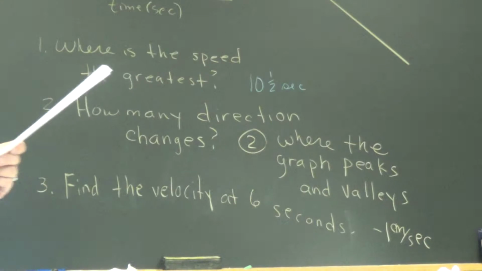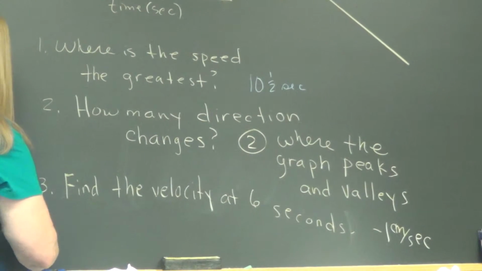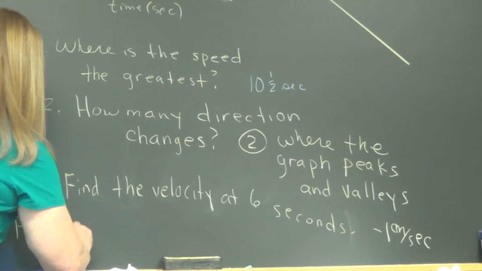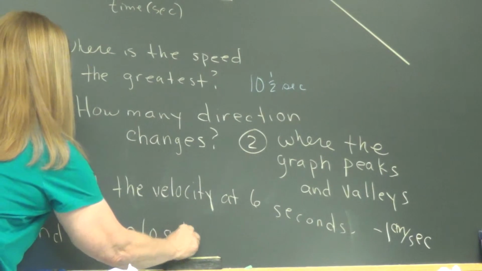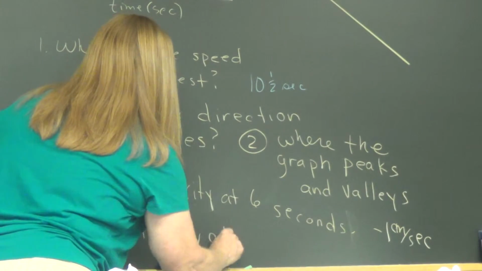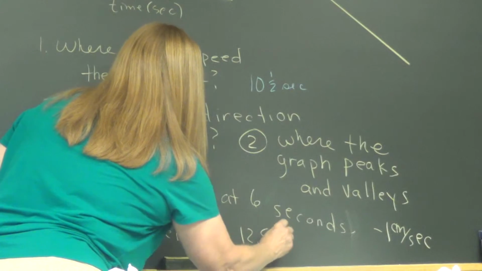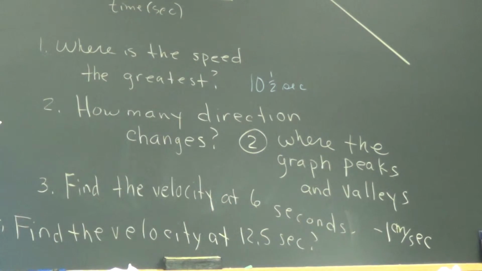All right, last one on our practice graph here. I want to know the slope. Number 4. Find the velocity. Same as number 3, but we're going to pick a different point. Velocity at 12.5 seconds. So we're going to do the same thing over there at 12.5 seconds.